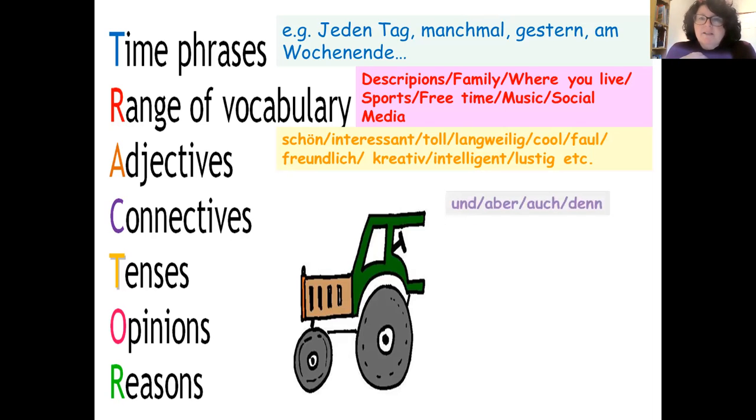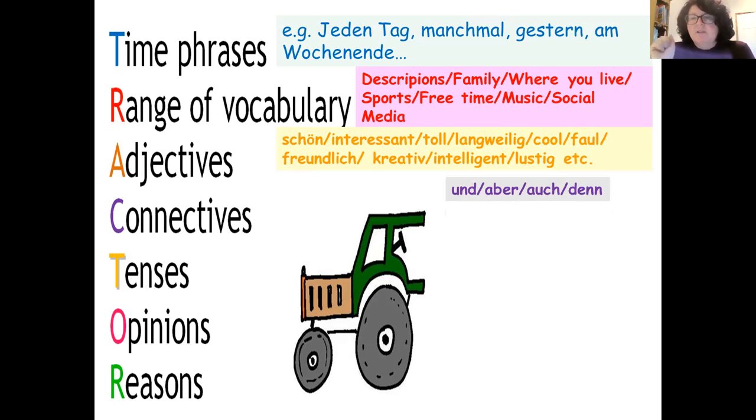Okay. Connectives. So far we've looked at 3 connectives, und, aber und auch, so and, but, and also. And then we've looked at denn, which is because, or as it's interesting. Ich spiele gern Tennis, denn es ist interessant. So I like playing tennis as it's interesting.